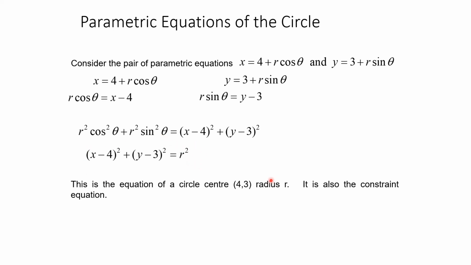So this is a circle equation with the center (4, 3) and the radius r. This is also known as another constraint equation, similar to the straight line equation in the previous example. The parametric equations are known as the freedom equations.